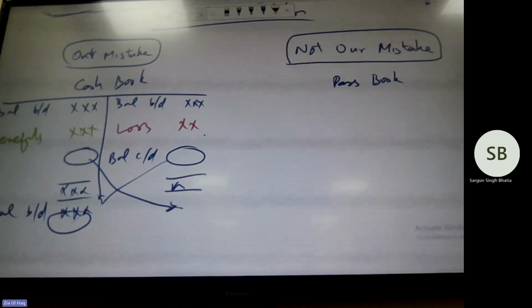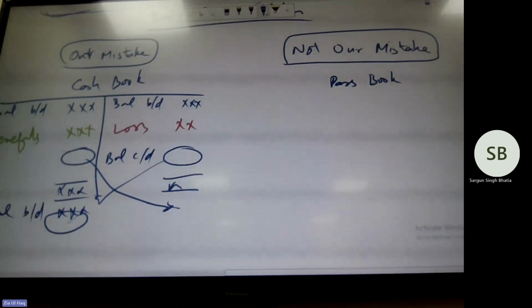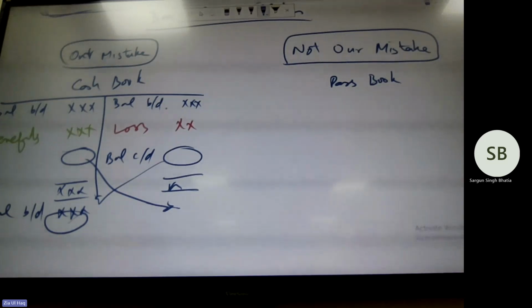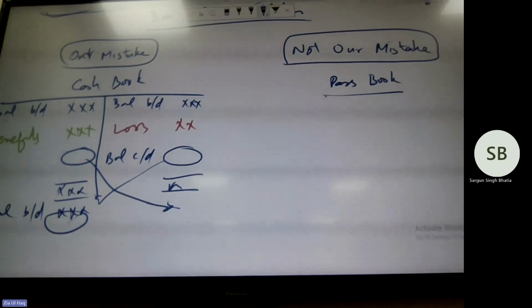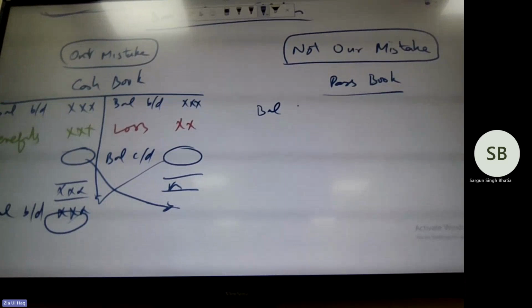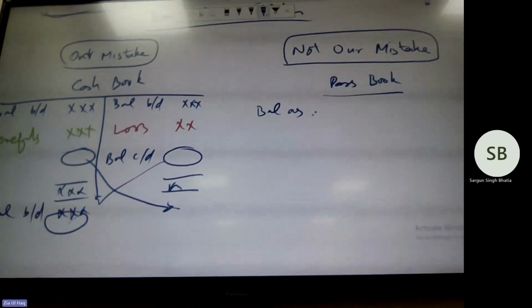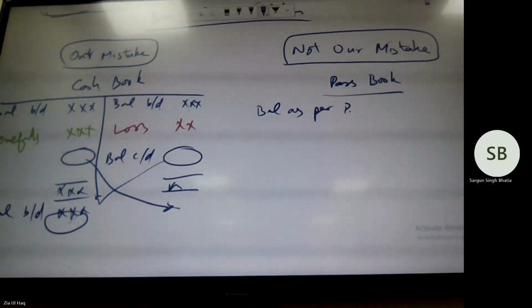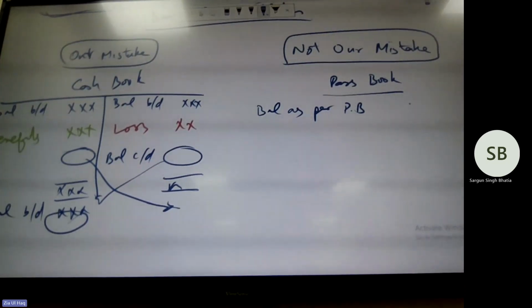But if the difference is not due to our mistake, then we don't need to adjust the cash book, we need to adjust the passbook. How can we adjust the passbook? For the passbook, we need to prepare the passbook. First, we need to record the balance as per passbook. Either it could be a positive balance or a negative balance.